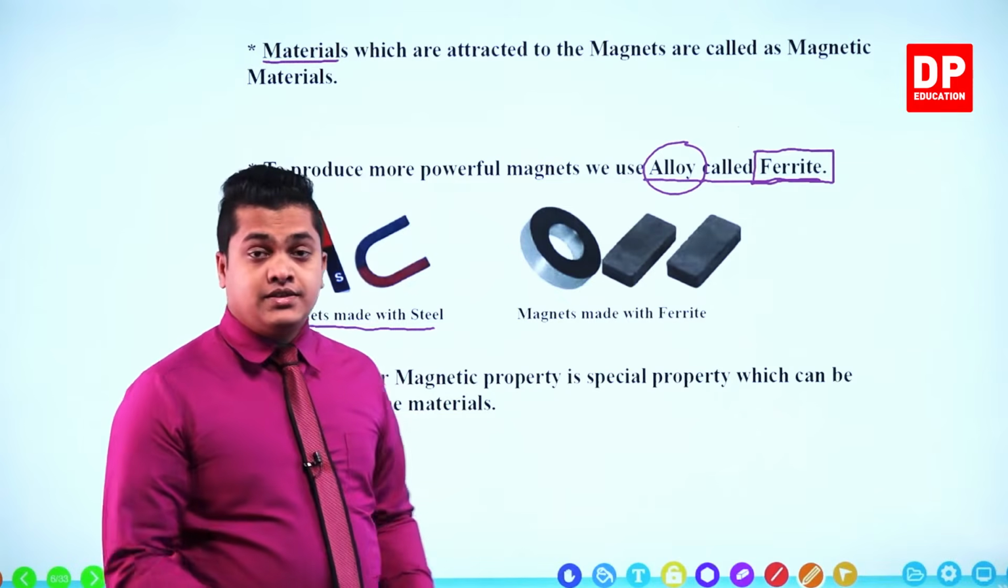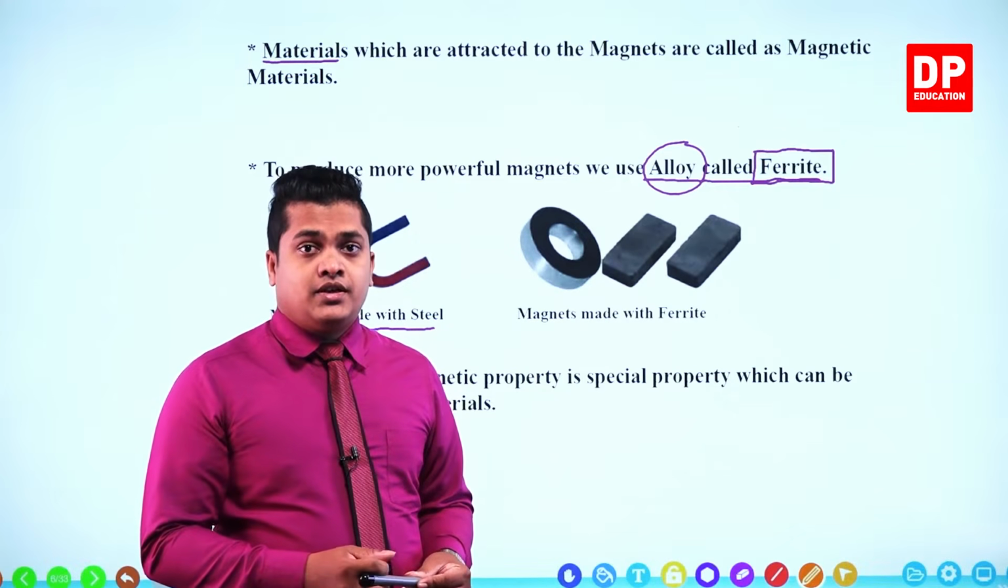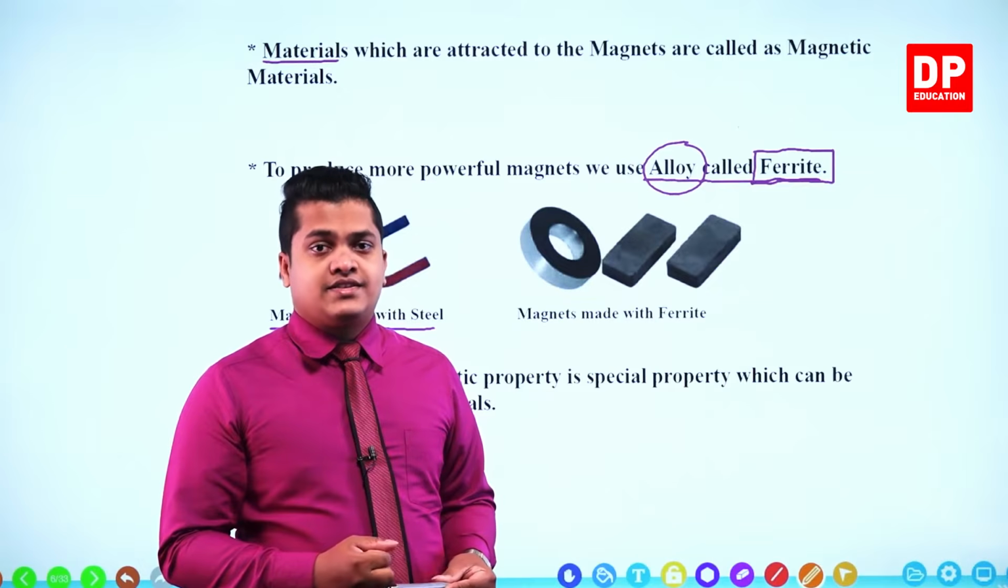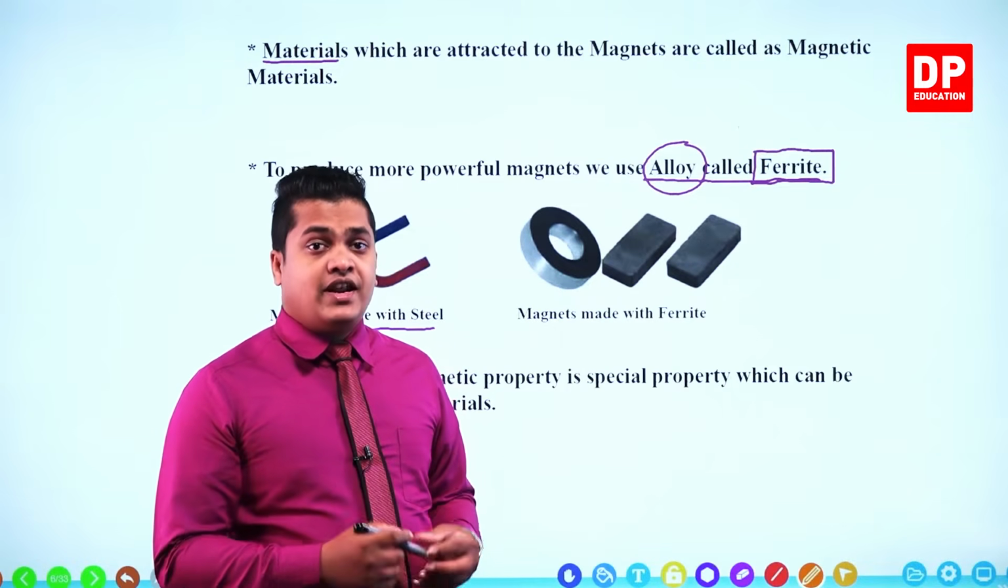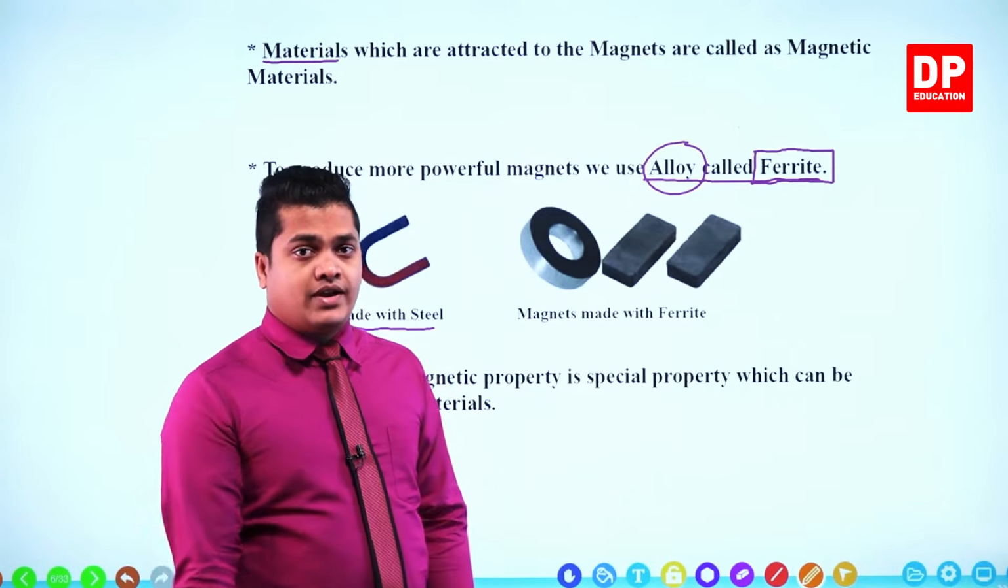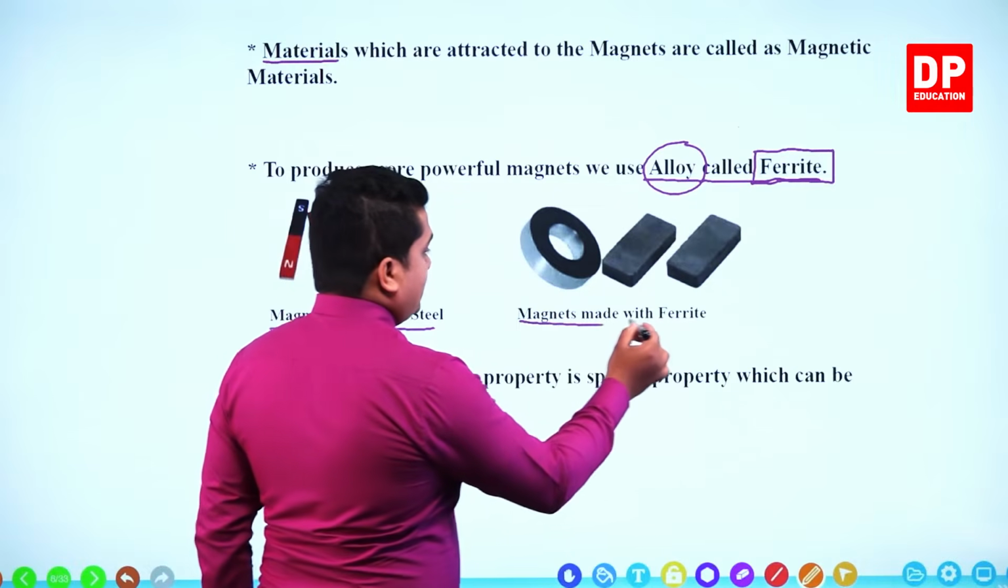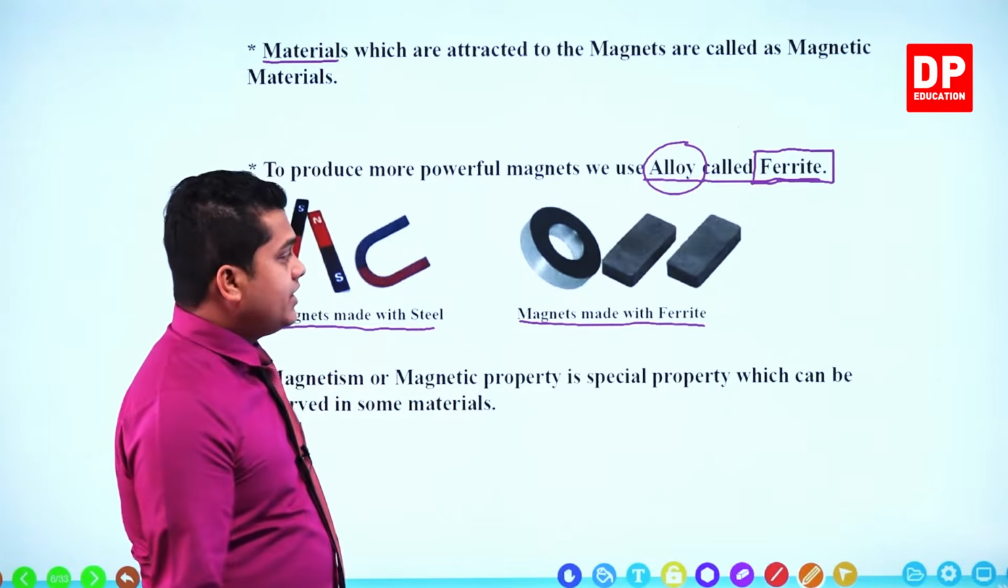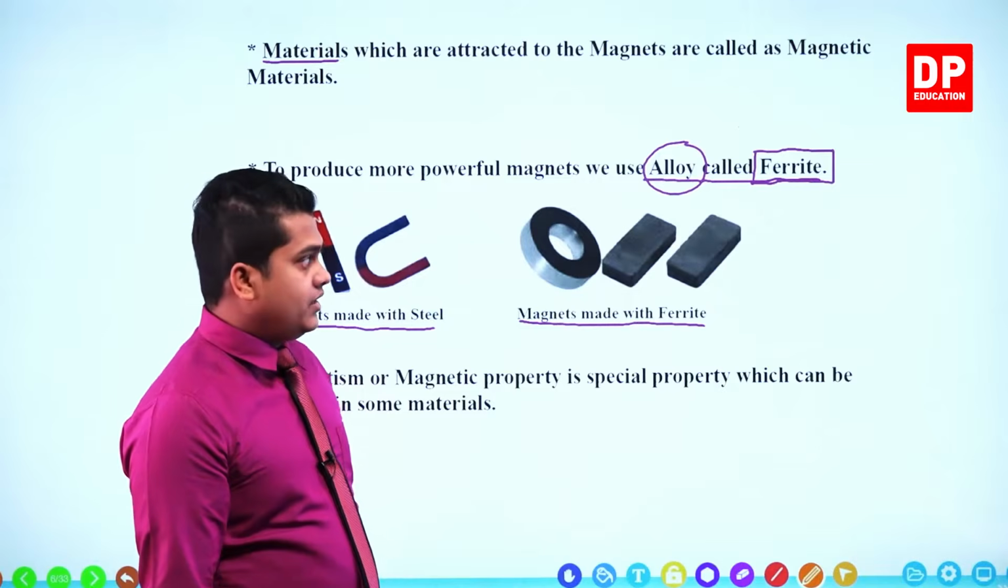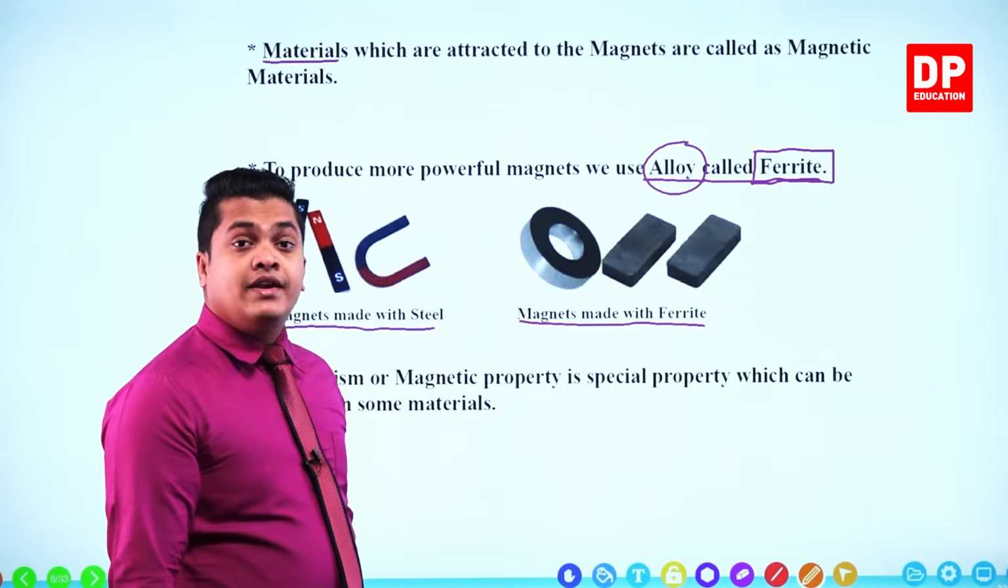Here, ferrite means the addition of oxygen to iron results in ferrite. So ferrite is used to create more powerful magnets. So these are magnets which are made by ferrite.